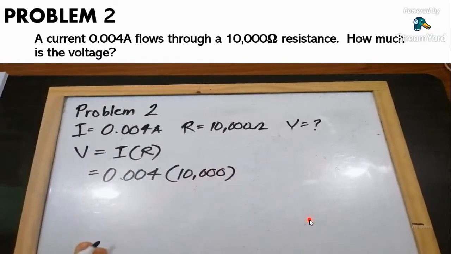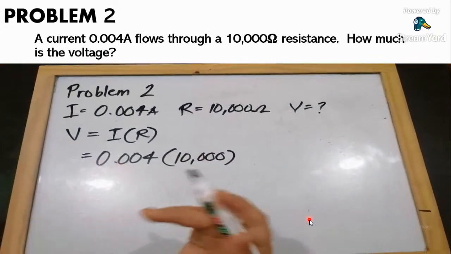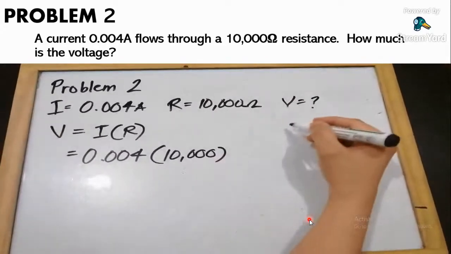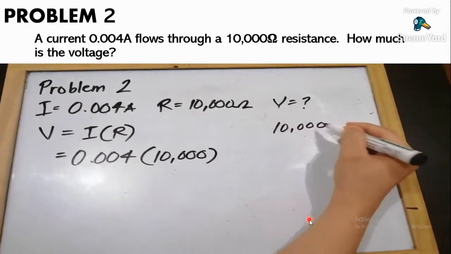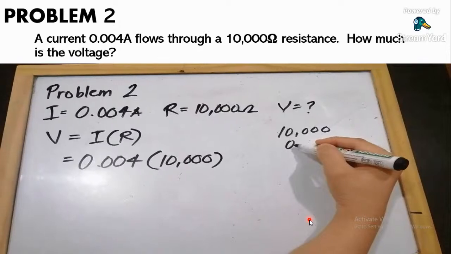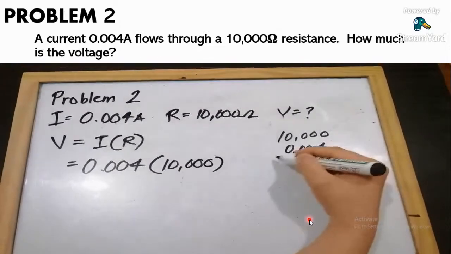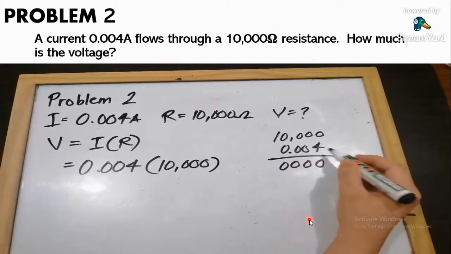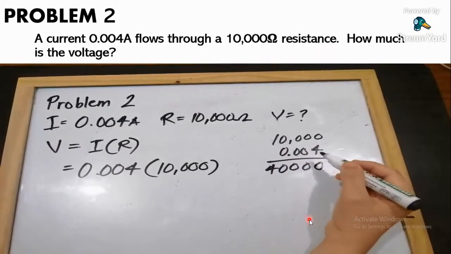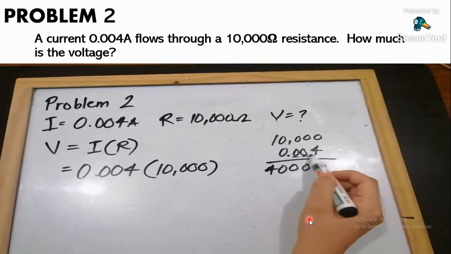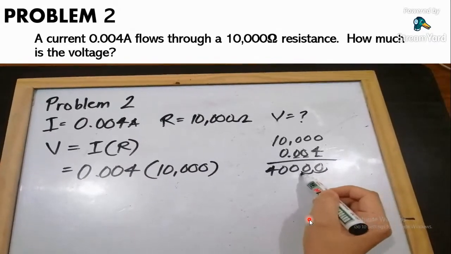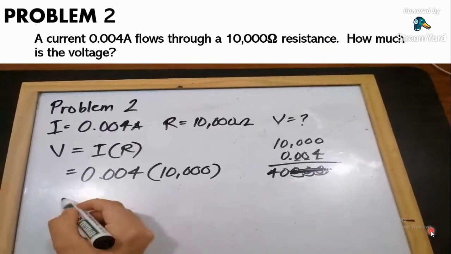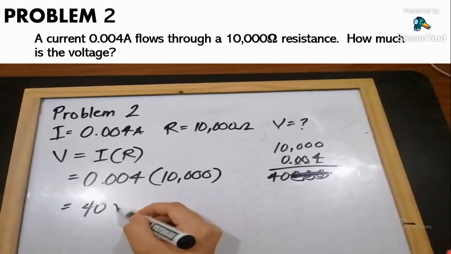Now, let's do the long method again. So, actually, may shortcut nito. Pwede mong i-move na lang yung decimal. So, later on, sasabihin ko. So, meron tayong 10,000. I-multiply natin si 0.004. Then, any number multiply to 0, of course, 0 yung sagot. And then, 4 times 1, you have 4. So, ilang decimal places? Isa, dalawa, tatlo. So, tatanggalin mo na. Ibig sabihin, mawawala na yung value niyan. So, you have 40. So, 40 volts.